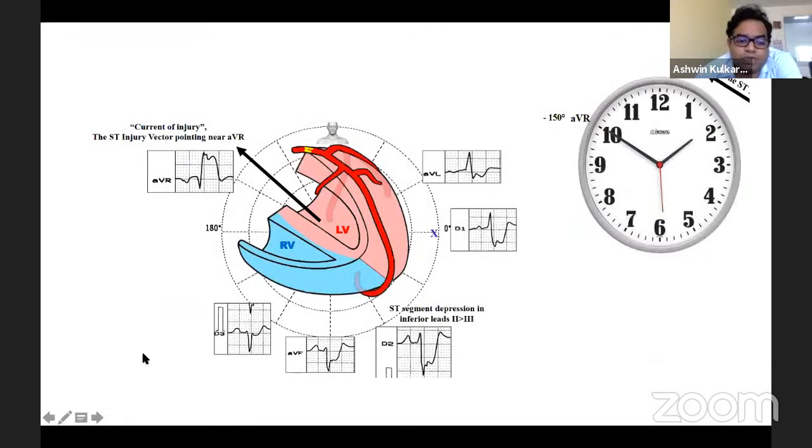Now coming to a little bit about the vector of the MI, so that if you understand this, it's very easy for you to predict the ST elevations. If there is a proximal LAD or LMCA occlusion, so this is a left main coronary artery occlusion, the injury vector is pointing towards the direction of aVR. That's why you will have a positive aVR, whereas all the other leads will be negative. As I mentioned earlier, in a left main coronary artery occlusion there's ST elevation in aVR and depression in all other leads. So this is a typical picture showing ST elevation in aVR, and this is the direction of the vector.